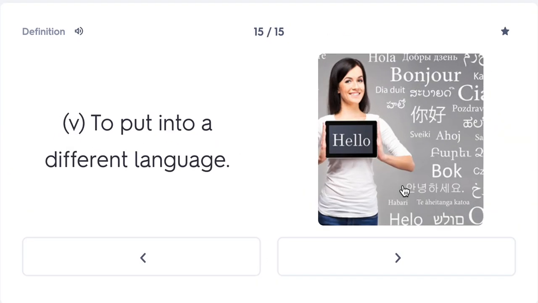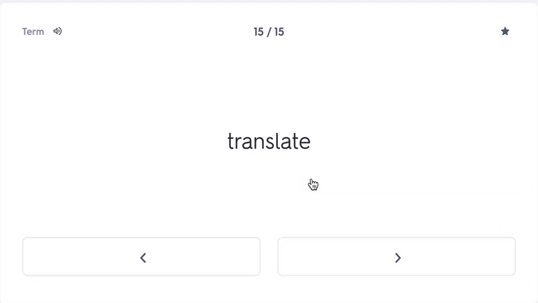And then the last one is translate, and that actually kind of connects to our home of the brave here. It just means to put into a different language. So, for example, you could translate the word hello in English to hola in Spanish, right? Obviously, you can translate any language to any other language. You've probably used or seen Google Translate before, right? It just means to take a word from one language and put it into another.